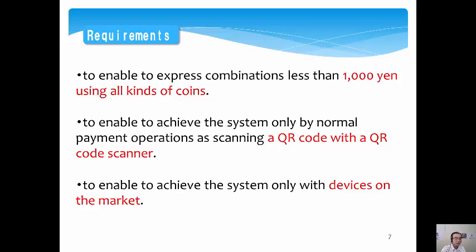The third requirement is to achieve the system only with devices on the market. This is the requirement relating to cost reduction. So using a cheap way is very important to construct this kind of new mechanism.